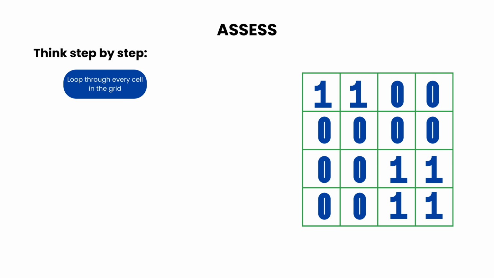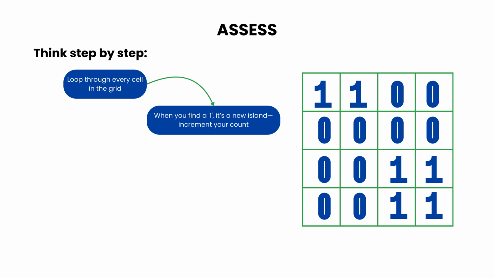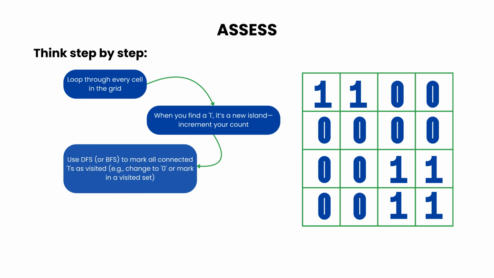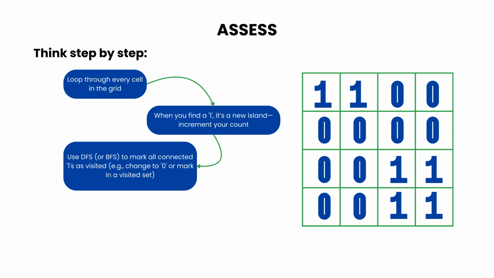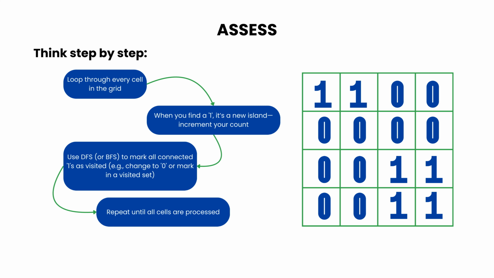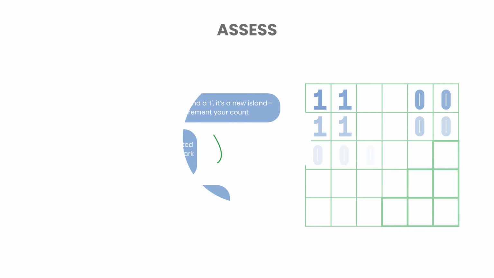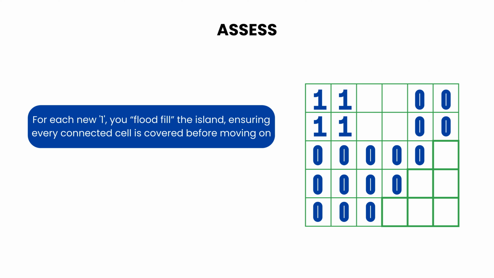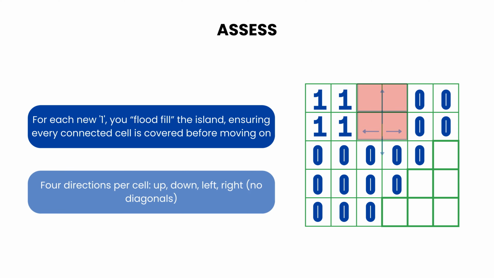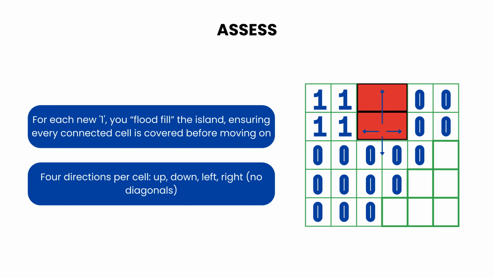Loop through every cell in the grid. When you find a 1, it's a new island. Increment your count. Use DFS or BFS to mark all connected ones as visited, for example, change to 0 or mark in a visited set. Repeat until all cells are processed. Let's clarify. For each new one, you flood fill the island, ensuring every connected cell is covered before moving on. 4 directions per cell: up, down, left, right, no diagonals.